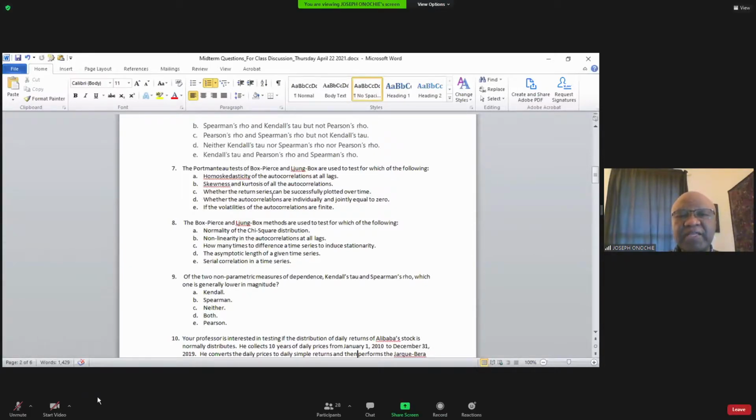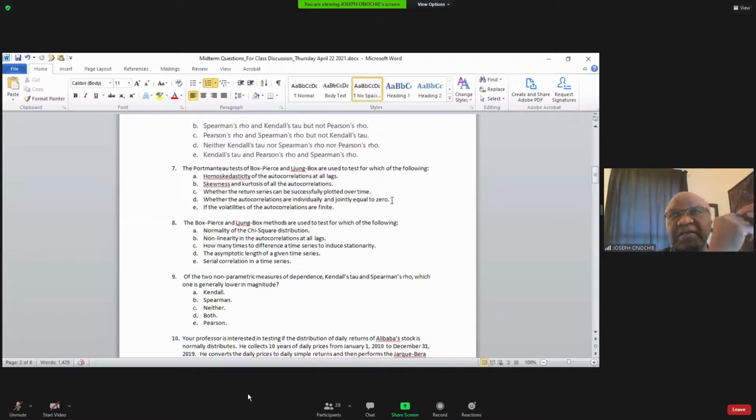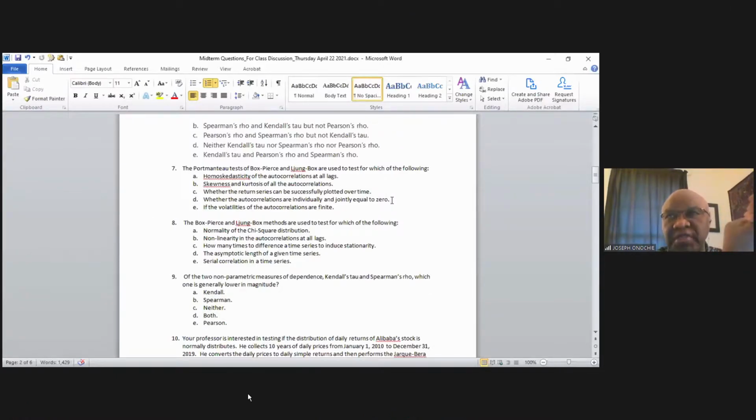Yes. Whether the autocorrelations are individually and jointly equal to 0. So individually meaning the autocorrelation in lag 1 is equal to 0, the autocorrelation in lag 2 is equal to 0, and so on. So individually we are saying they are each 0, and also jointly. That's what we use the portmanteau test to test.